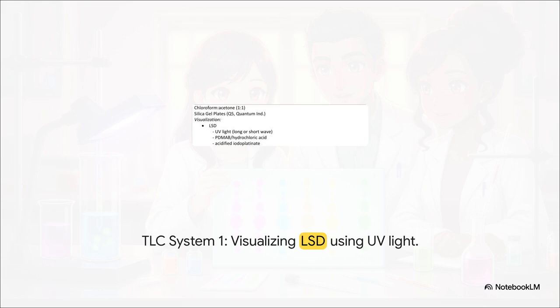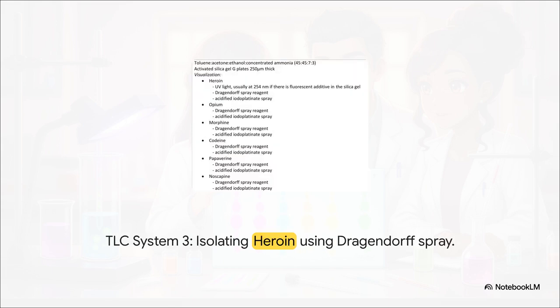Now, once the plate develops, LSD actually isn't visible to the naked eye, so the analyst has to visualize it. They do this by looking at the plate under long or short-wave UV light or by spraying it with chemical reagents like acidified iodoplatinate. That reagent chemically reacts with the LSD, essentially lighting it up and revealing its exact location on the plate.